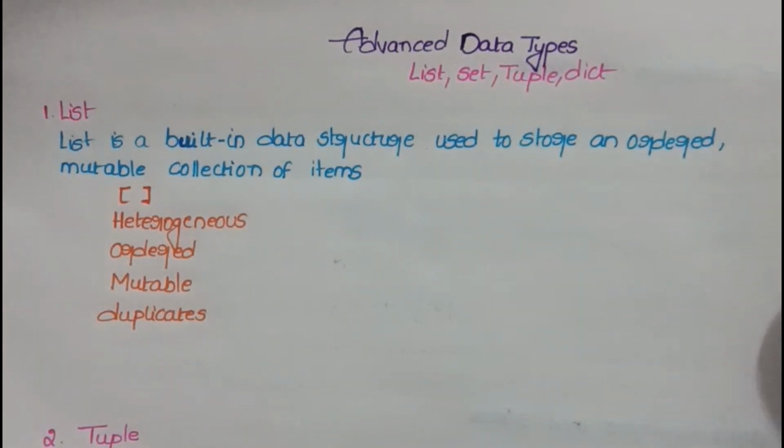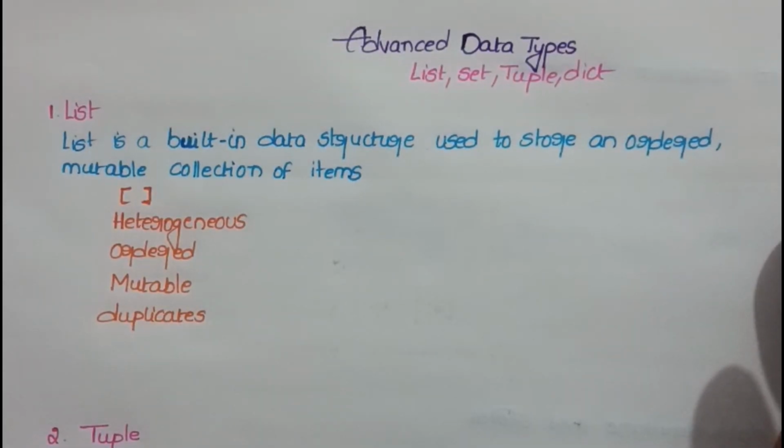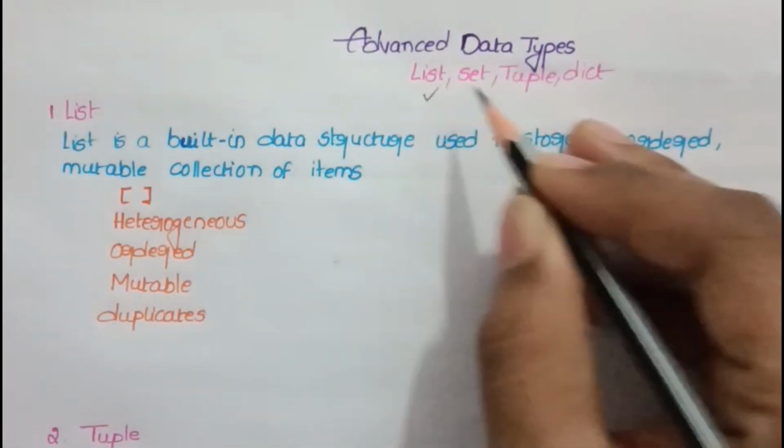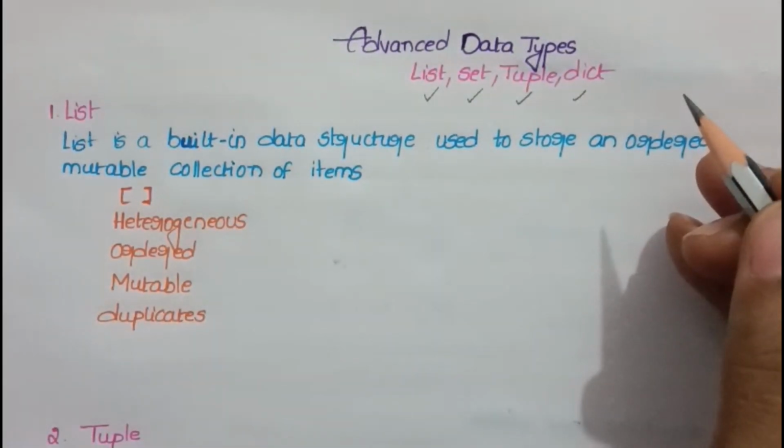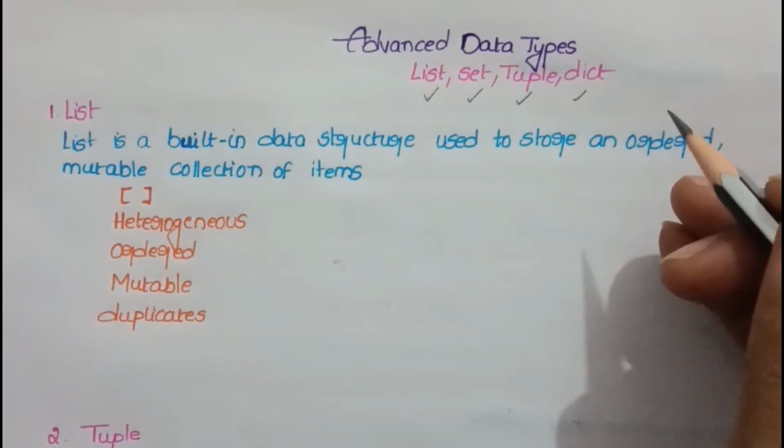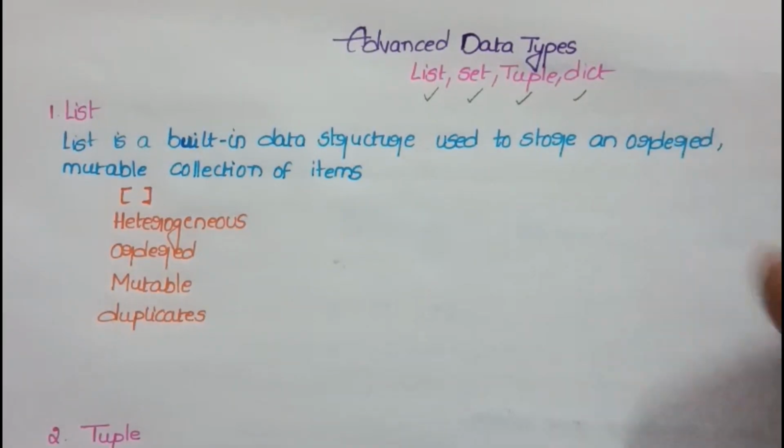In this video, we will go through advanced data types available in Python. There are four advanced data types available in Python. They are list, set, tuple, and dictionary. Let's go through each of these data types in detail.